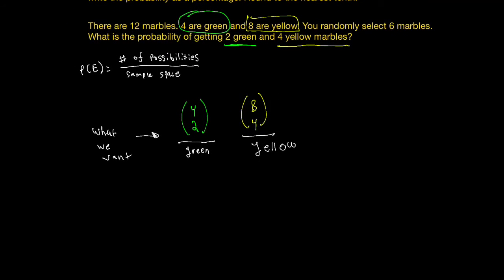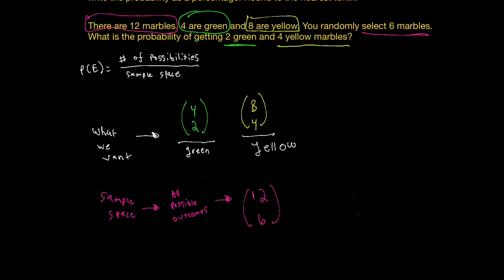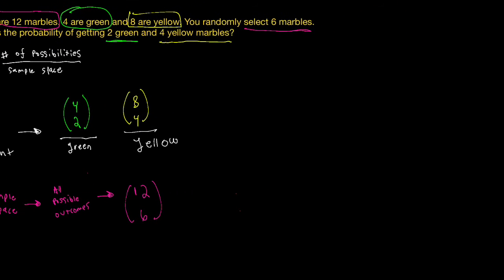Now let's focus on the sample space. So for my sample space, I want all possible outcomes. So here they're telling me that there's a total of 12 marbles. So out of the 12, I'm going to select 6. So 12 choose 6 is going to be my sample space. And again, here you can see that the 2 plus the 4 make up that 6 marbles that you're selecting. So now let's set up our probabilistic statement, and let's go about by calculating that next.